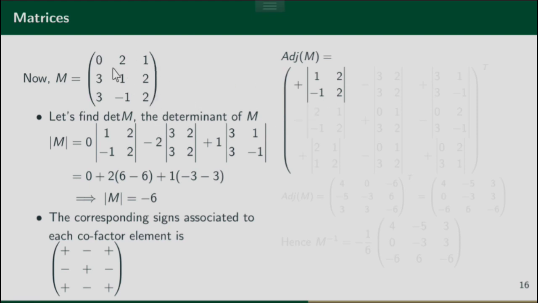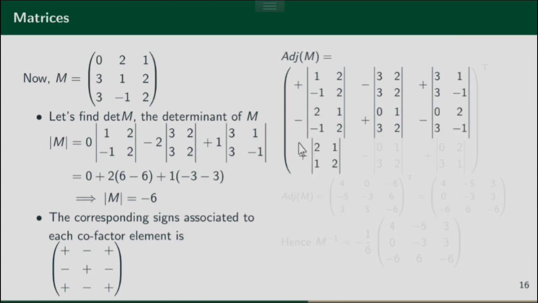Then I proceed to the next element, which is 2: cross out the column and the row, and I multiply the resulting matrix by negative. I move on to the next element, which is 1. I cross out the column and the row, and I multiply the resulting matrix by its associated sign, which is positive. Then I do likewise for each and every element in this matrix. So I'll have these resulting cofactor elements. Then at the end, I will transpose this matrix in order to find the adjugate of M.